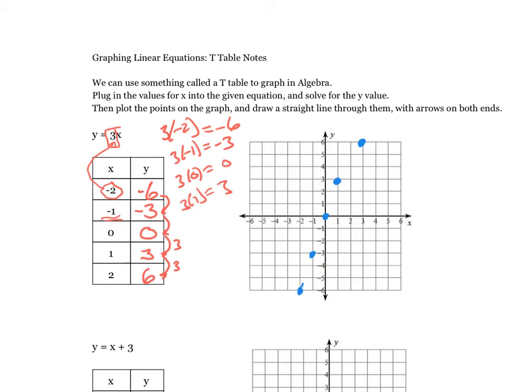Now, we can connect these points with a straight line. And when we do that, we want to put arrows on the end of it. And I'm not great at drawing that freehand. But if we did it right, all those points should line up in a straight line.